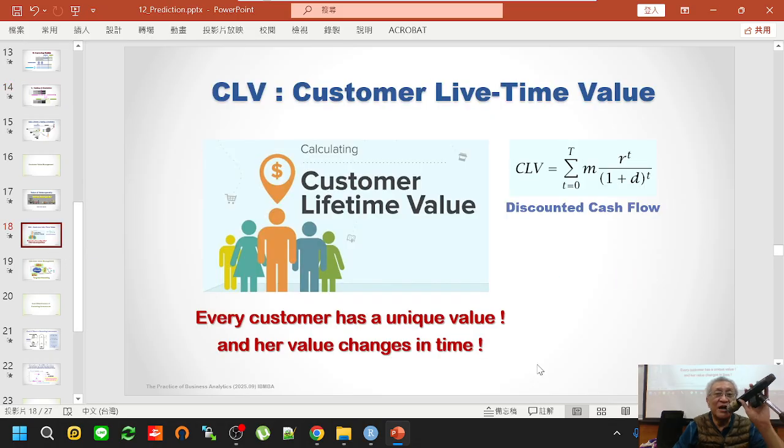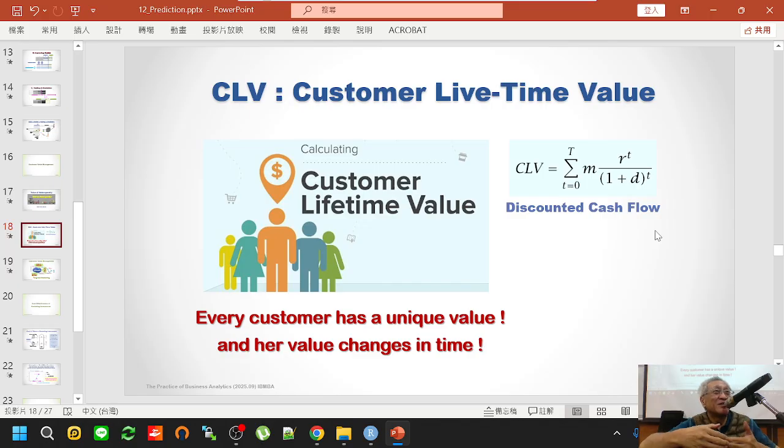In order to calculate CRV, you basically need to know three or four things. First is the predicted buying amount, the second is the predicted buying probability, and the third is the interest rate of your company. Because when we are doing the CRV, we are using discounted cash flow, because we are calculating the profit contribution of each customer in the future for a period.